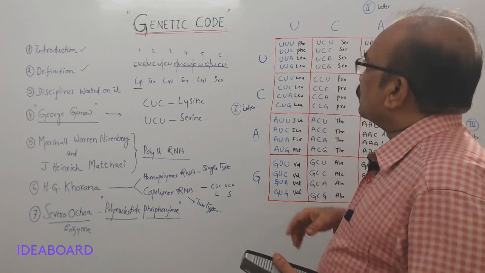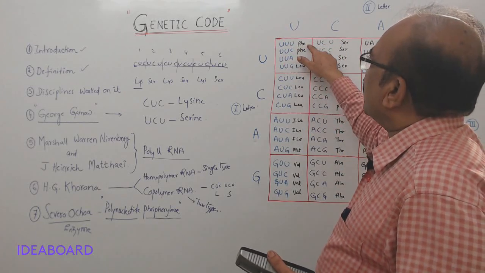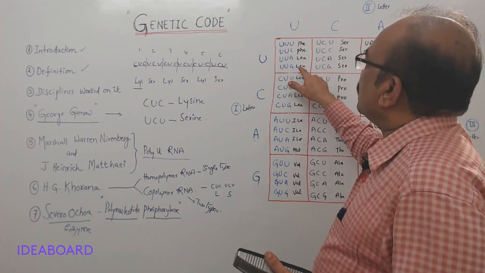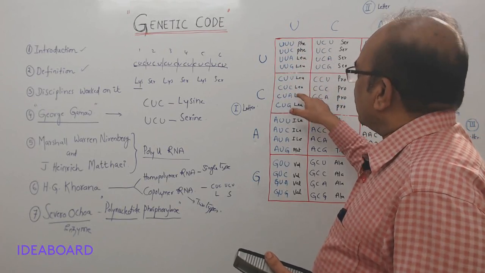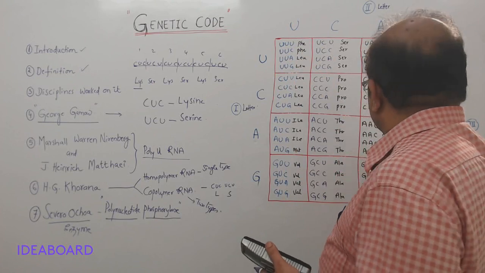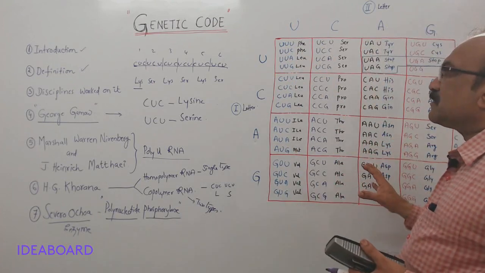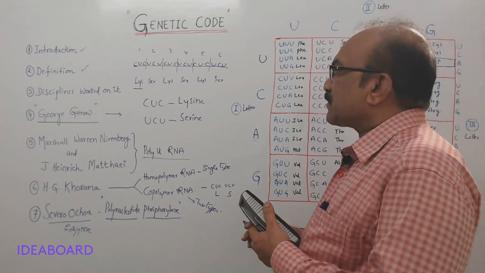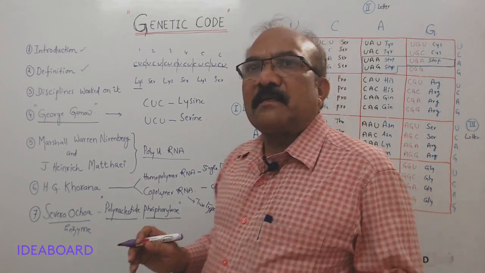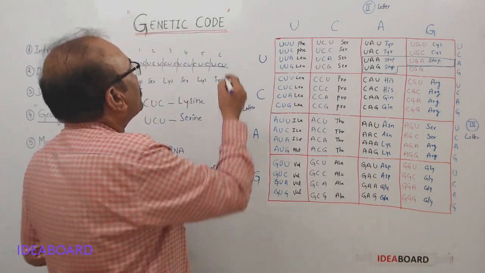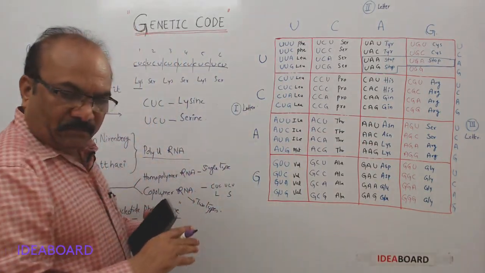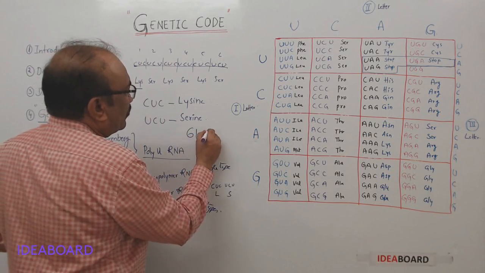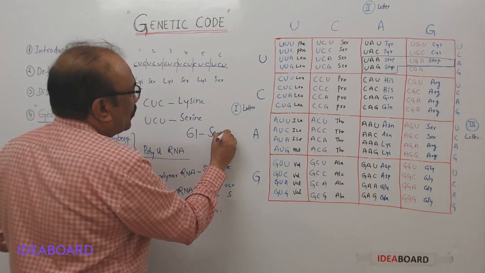amino acids. So UUU codes for phenylalanine, UUC codes for phenylalanine, UUA leucine, UUG leucine, like that. You just memorize these things. But among these 64 codons, how many are actually coding for amino acids? 61. And these 61 codons are called sense codons.